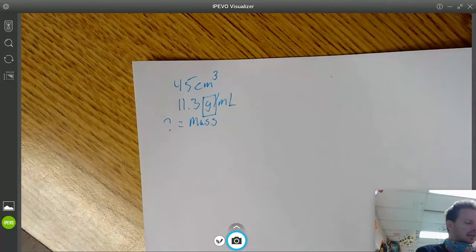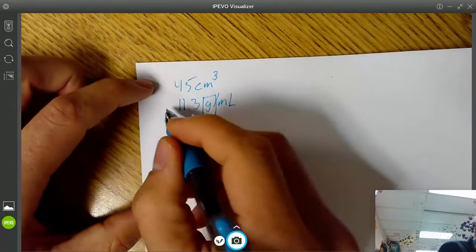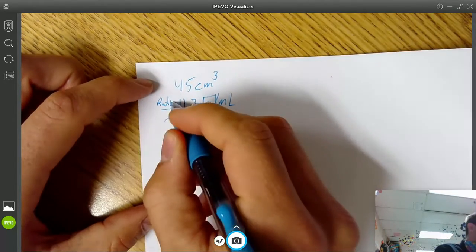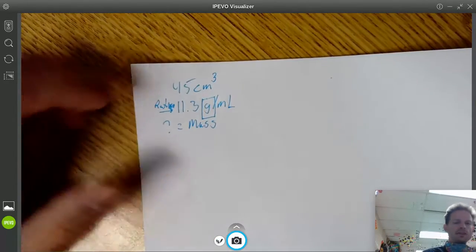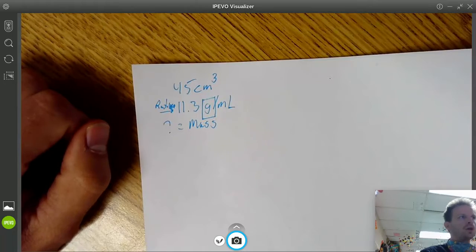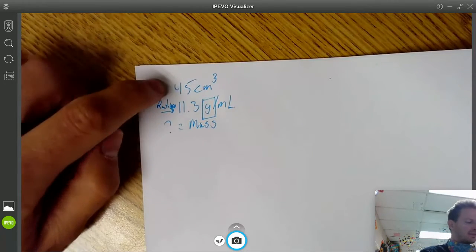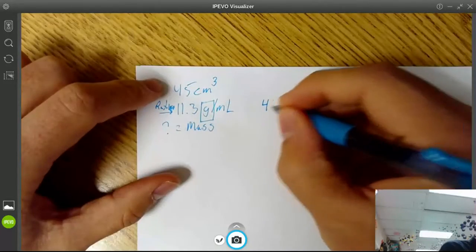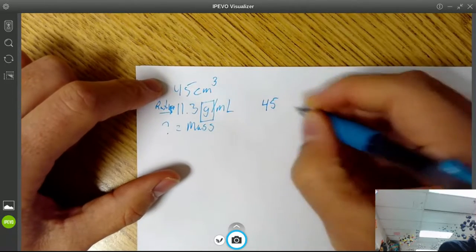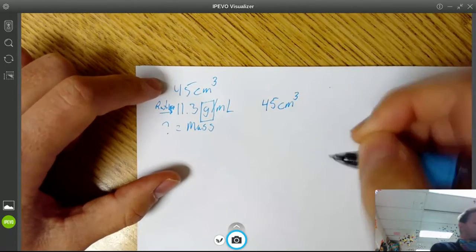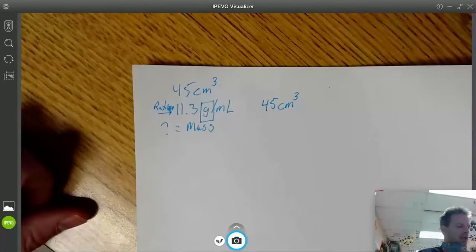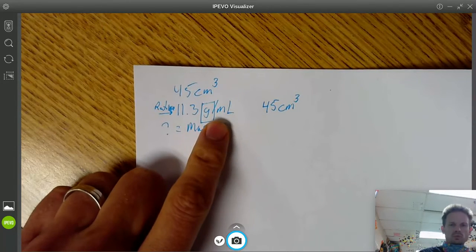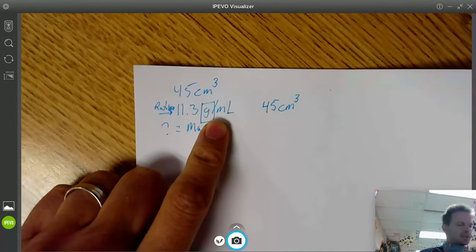Now, one of the things that we want to take a look at is this guy is also a ratio. Okay. So that's our first one. And the thing that we're left with, our known quantity, is this 45. And so to solve this problem, we're going to start, like it says, with what we know. We have 45 centimeters cubed. Great. So what we're looking for in our ratio is centimeters cubed. We don't have it, okay?